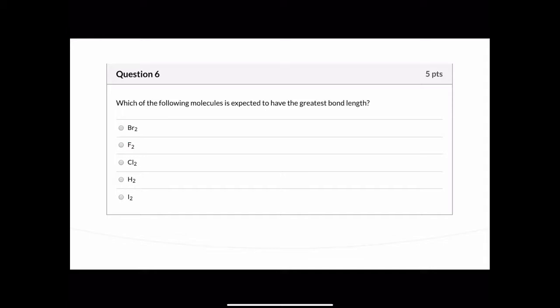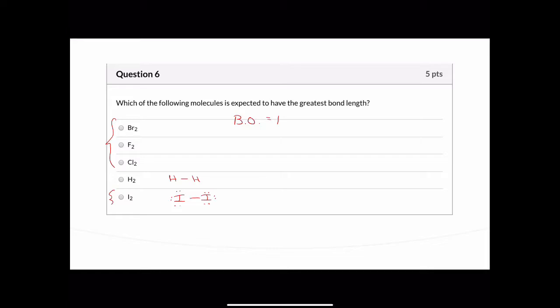Question 6 asks, which of the following molecules is expected to have the greatest bond length? So if you take a look at the Lewis structures for each one of these, you can see that these ones here, bromine, fluorine, chlorine, and iodine, those are the halogens, right? If I just draw the Lewis structure of iodine, or I2, it looks like this, and I have similar Lewis structures for bromine, fluorine, and chlorine, and hydrogen. That's the Lewis structure for H2. So each one of these molecules has a bond order equal to 1.